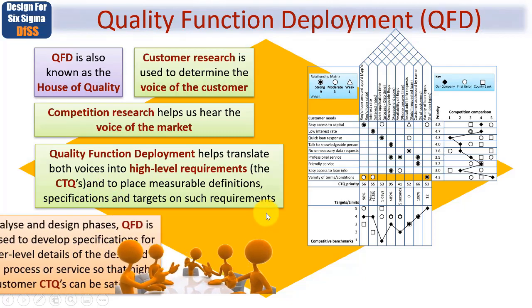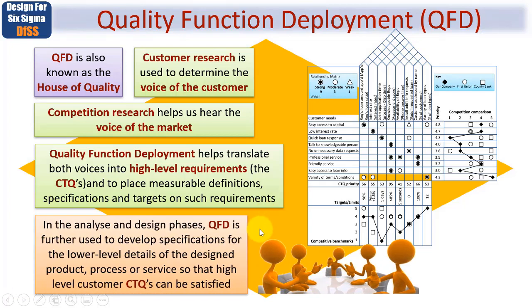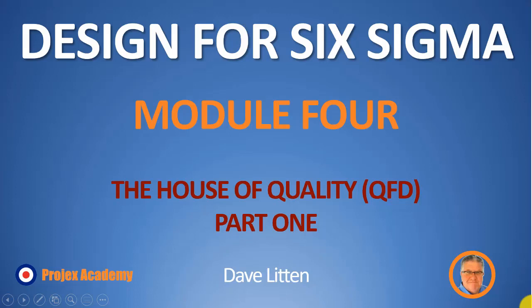So in the analyze and design phases, QFD is further used to develop specifications for the lower level details of this designed new product, service or process, so that high level critical to quality metrics can be satisfied. And here in module 4, 5 and 6, this is the first of 3 videos looking at the House of Quality, also known as Quality Function Deployment, or QFD. So let's make a start right away.